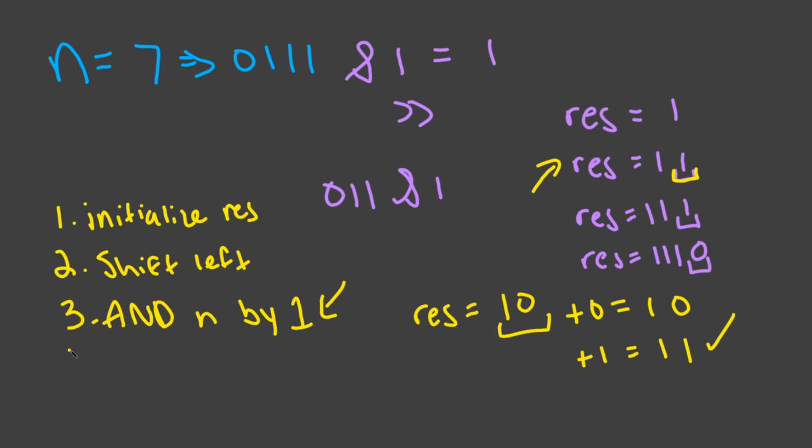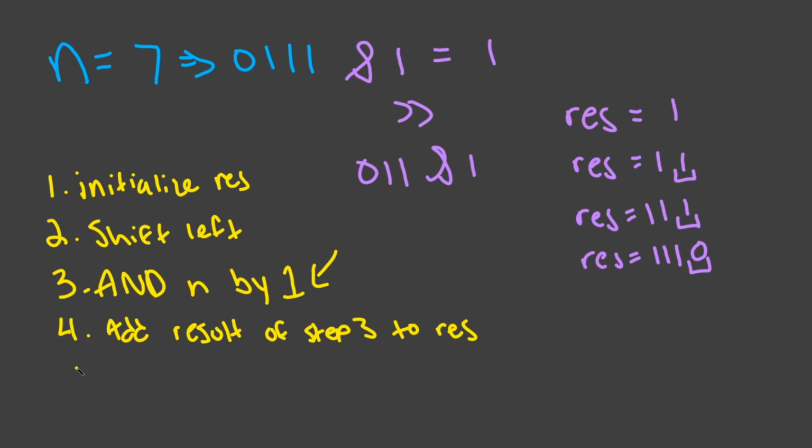So for our next step, we could just say that we want to add the result of step 3 to our result variable. And then at the end, all we want to do is shift n to the right by 1 to get rid of the rightmost bit, so that way we can look at the next bit. So we can say shift n to the right. And that's our whole algorithm.